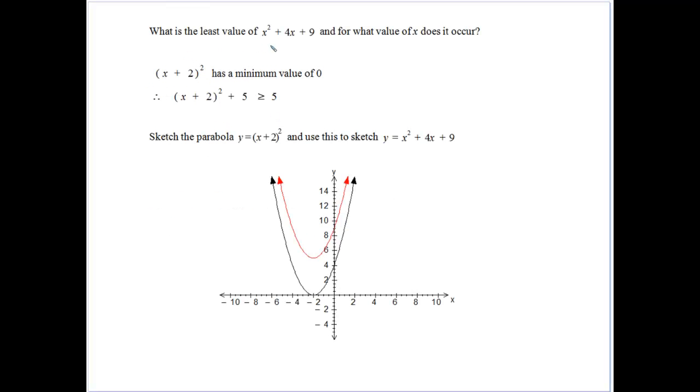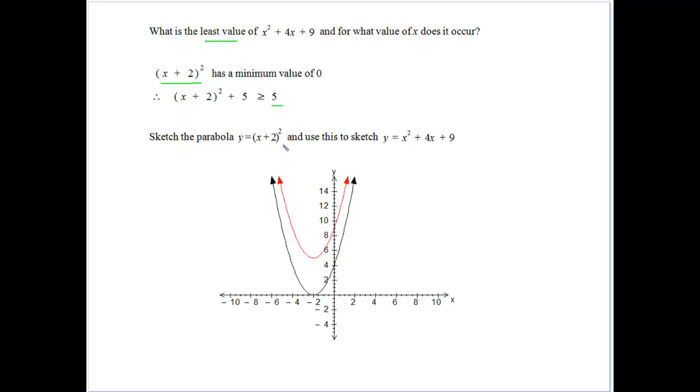So what is the least value that we would get? If we investigate that expression, (x + 2) squared will have a minimum value of 0, and that's when x is equal to minus 2, which makes it 0 there. So it's always going to be at least equal to 5. So it's a minimum value overall of 5. That's the smallest value, the least value that we can get.